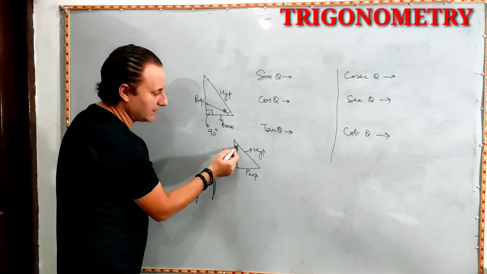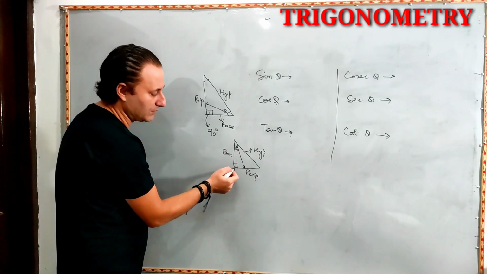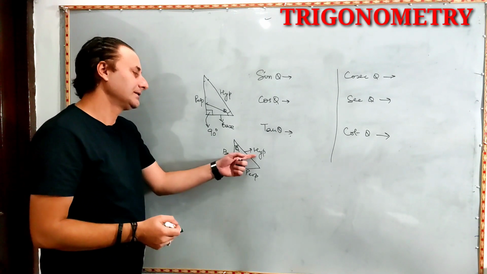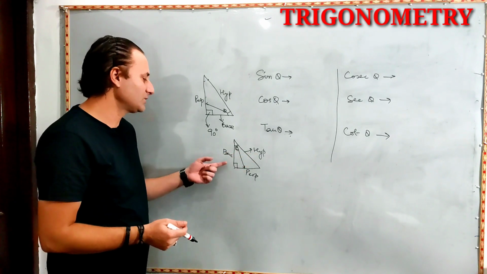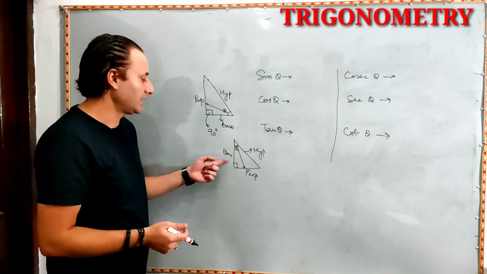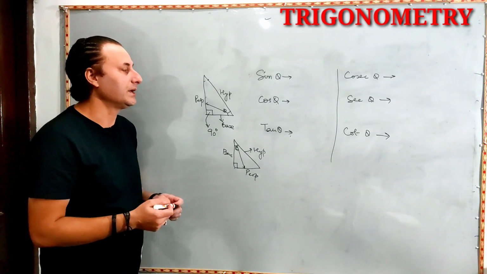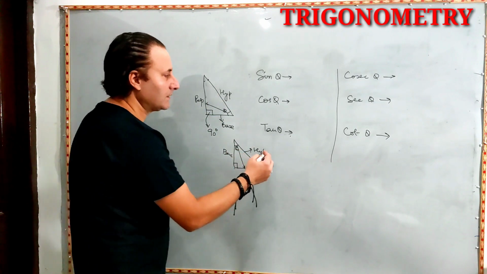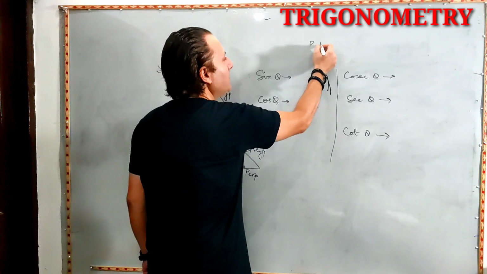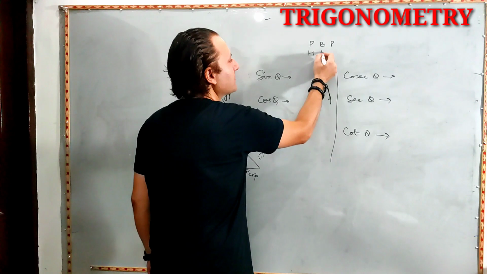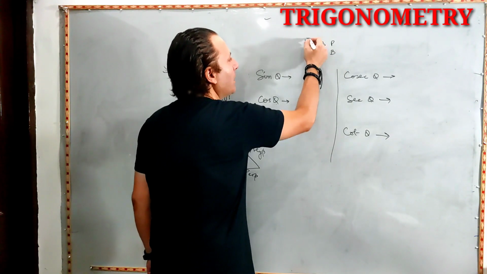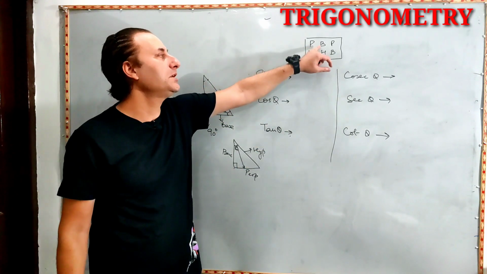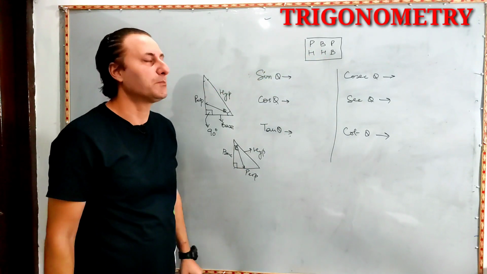And when we have theta here and we have this perpendicular line in front of this angle, this becomes obviously perpendicular. The other one is hypotenuse anyways, so the other third side is the base. So this is very much important. And one more thing you need to remember, that is P, B, P, H, H, B. You can rhyme it however you want. P means perpendicular, B means base, and H means hypotenuse.